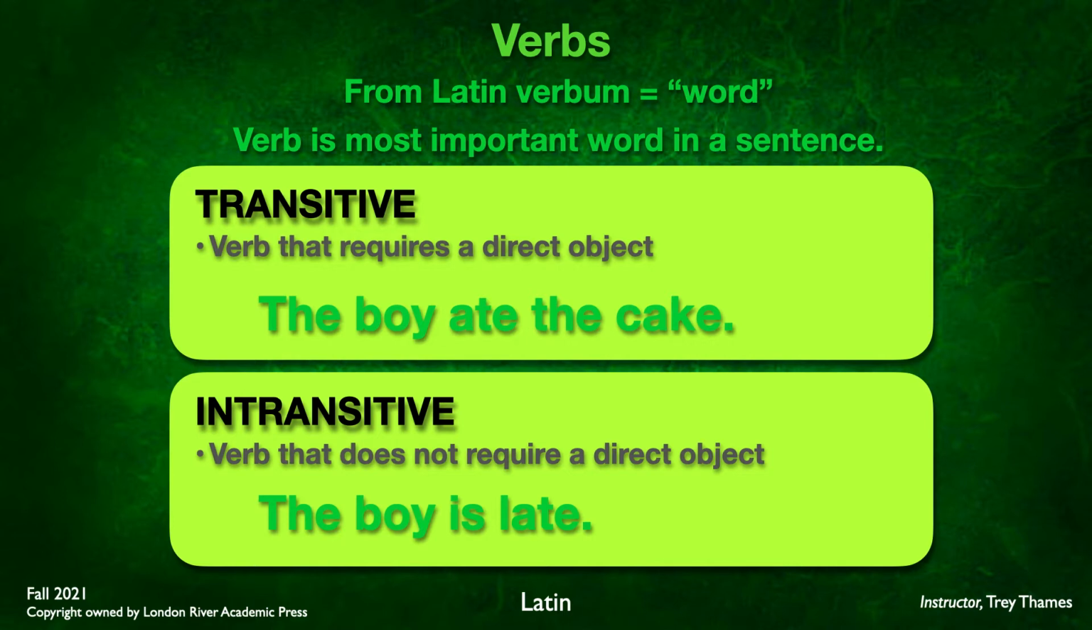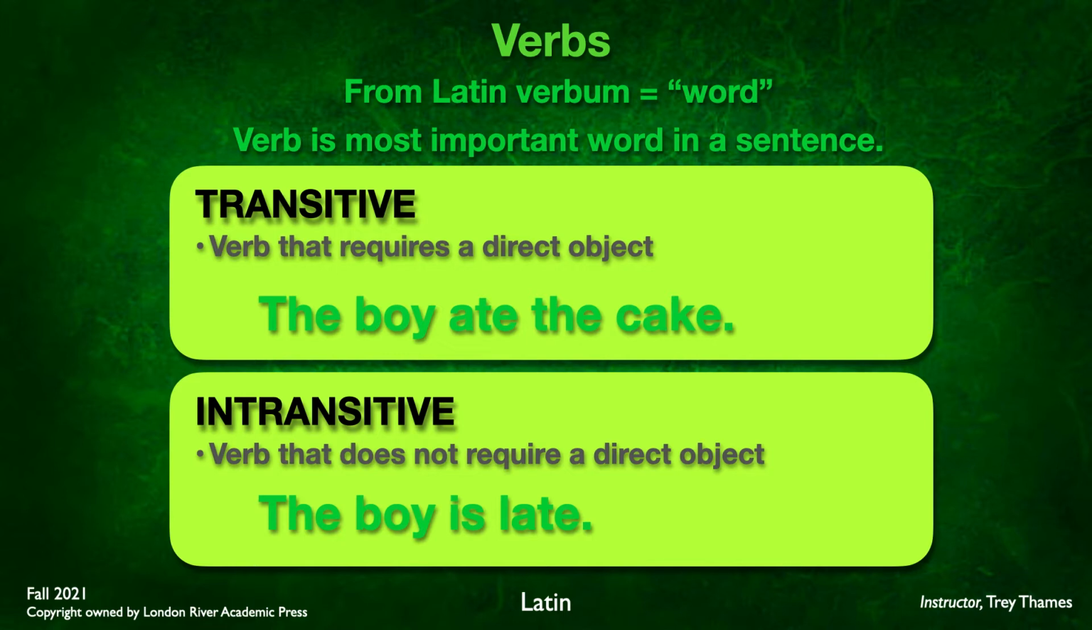And it is the most important word of the sentence because it denotes the action that is taking place in the sentence, or often is action in the sentence, and thus is the most important word. There are two types of verbs that you will run into. There are transitive verbs and intransitive verbs.